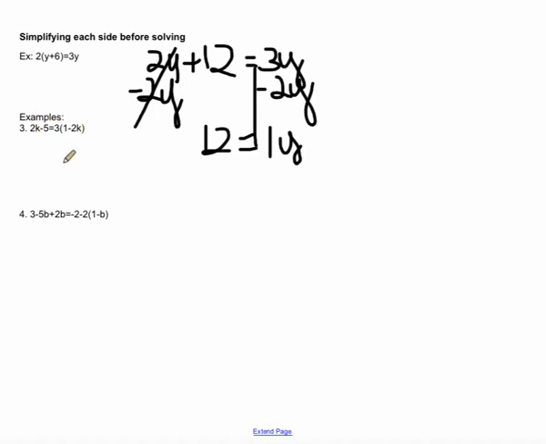So in this example, you need to distribute this first and then you can move your variable terms to the same side and then you can solve. Down here, notice on the left side, there's no multiplication, but there are some like terms here. That negative 5b and that 2b, they need to be combined first. Then you need to multiply this, and then you can move your b's to the same side. So go ahead and do those examples also on your own before coming back to class, please.